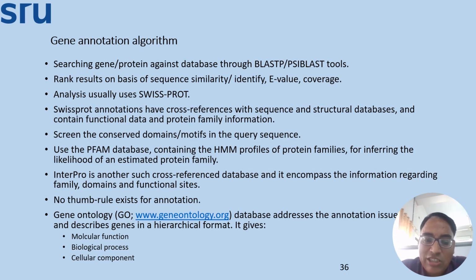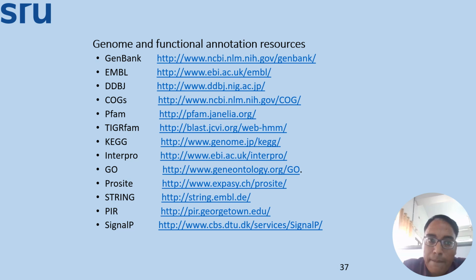So for the gene annotation algorithm, I use BLASTP or SciBLAST tools. I use SwissProt because SwissProt is manually annotated. I use the HMM filter. I use the protein family database. I work it out, and all this is part of gene ontology, which predicts molecular function, biological process, and cellular component. It gives me the annotation with three different things: function, cellular component, and the biological process it is involved in. And these are the functional resources which are there.